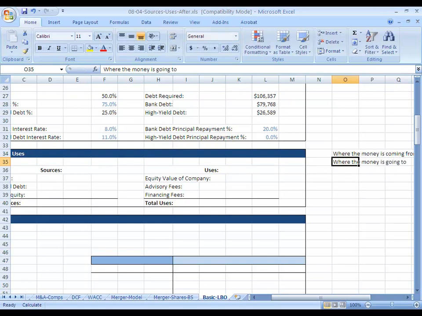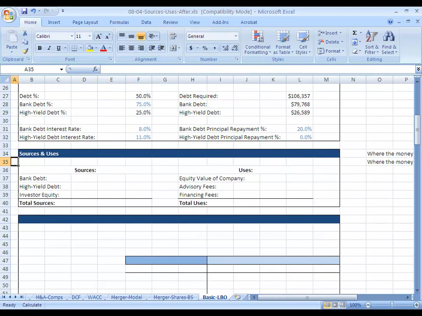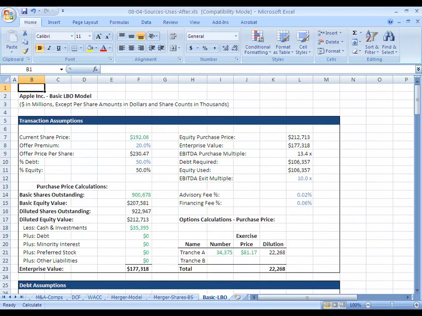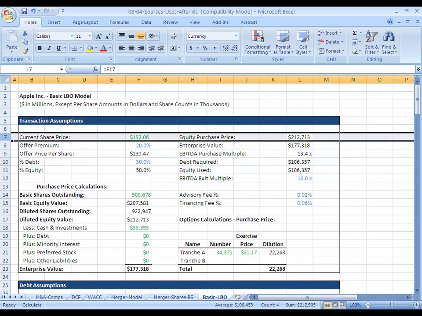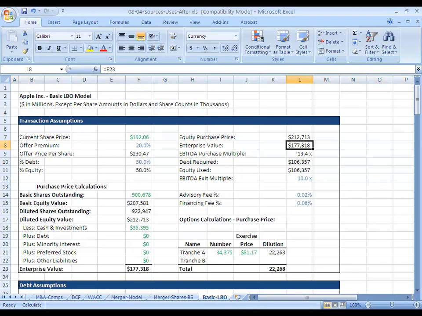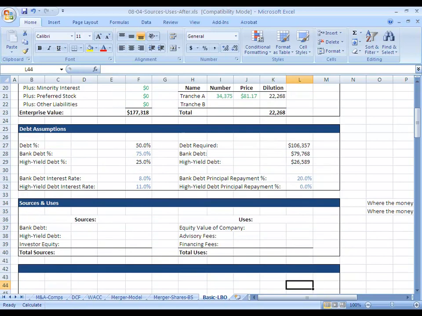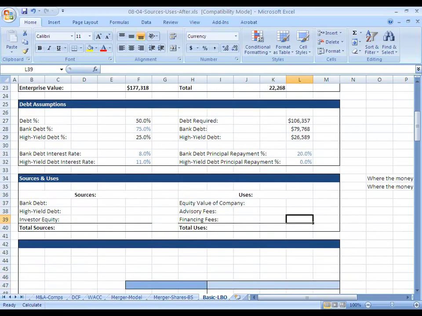Now, you might wonder why exactly we need this, because up above in our transaction assumptions, we already have much of this laid out. We already have the debt required, the equity required right here. We have our equity purchase price. So why is it that we need this schedule on top of everything else that we already have? The answer is because the schedule that we created above for our transaction assumptions is not 100% accurate.